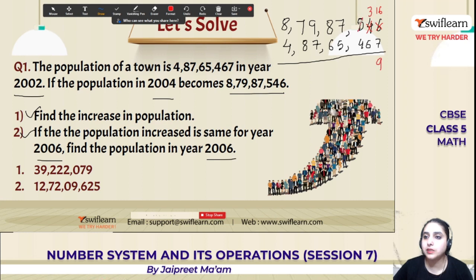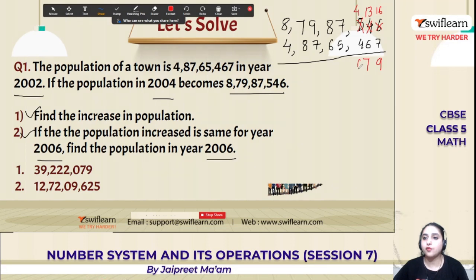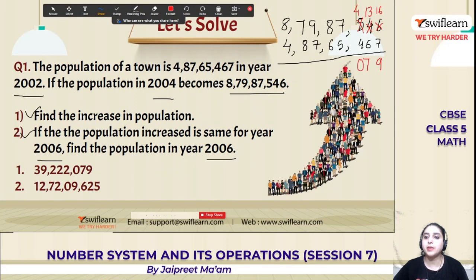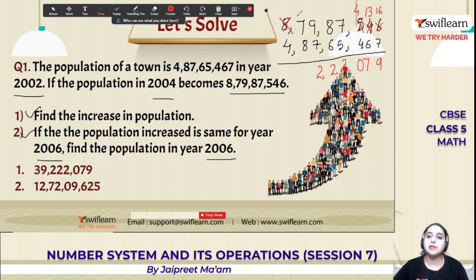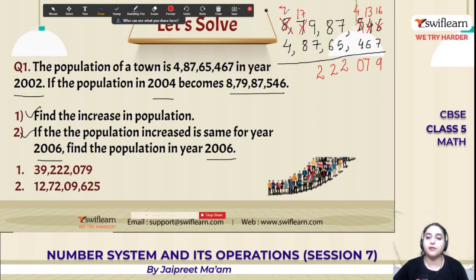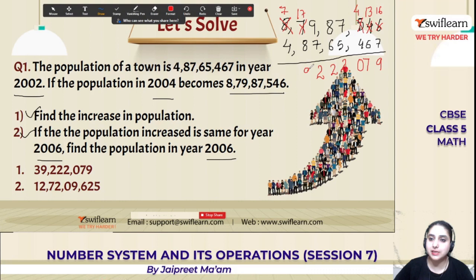And here 3 is smaller than 6, it will take 1 and it will become 13, and 13 minus 6 is 7 and it will become 4, 4 minus 4 is 0, 7 minus 5 is 2, 8 minus 6 is 2, 9 minus 7 is 2, and here it's less and it will become 17 and it will become 7. Okay, 17 minus 8 is 9 and 7 minus 4 is 3.